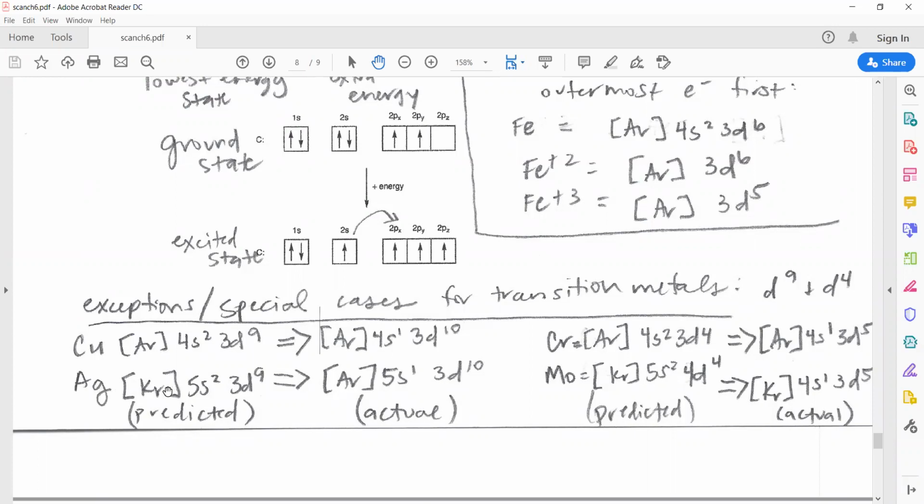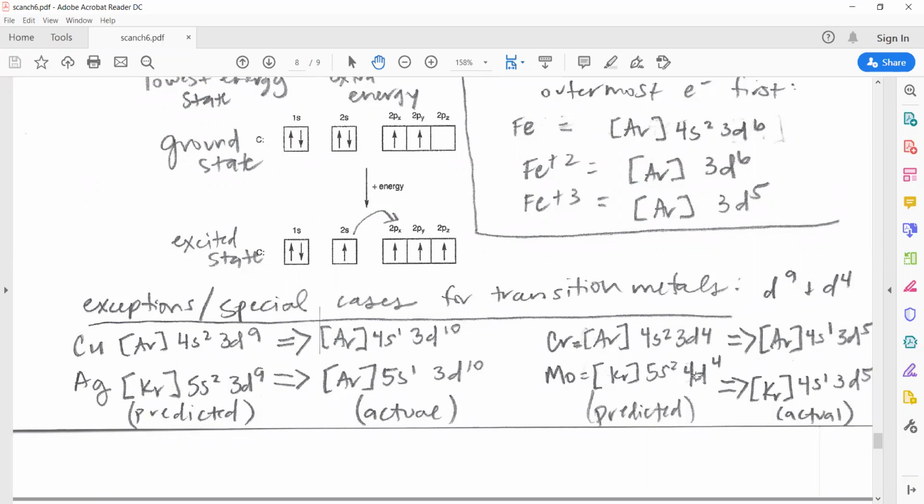Same thing with silver. He's going to look really similar. 5s2 4d9, I'm sorry, that should be a 4d9. Because he's 4d9, he will just pop 1 electron over, bring 5s down to 1, and 4d9 will change to 4d10. So what he's done is taken one of his s electrons and hopped it over to the d to make it full. And then very similarly over here with the d4s, they're going to hop over to d5s because the d5 gives it a half filled shell.